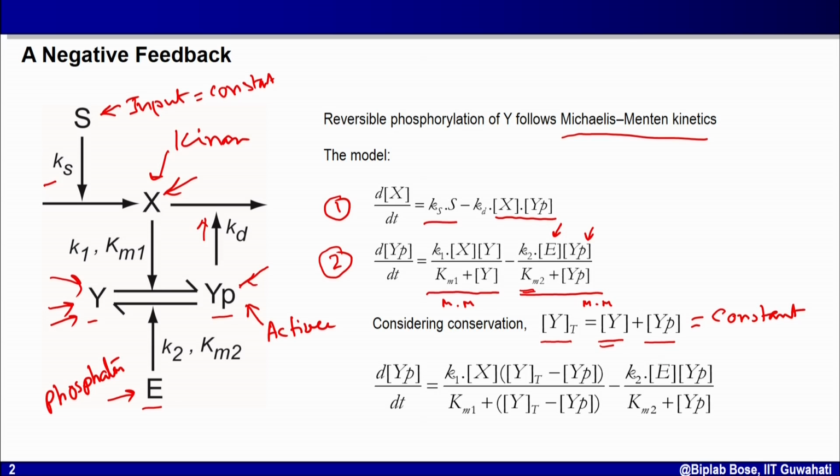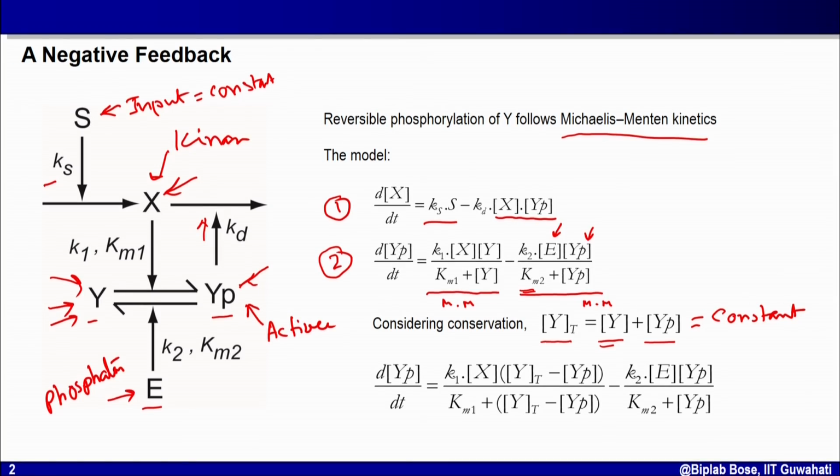This type of reduction in the number of variables we have tried earlier. We are considering here a conservation of the total amount of y. A part of y is free y and another part is phosphorylated y. So the summation of these two is constant and equal to yt. So the second equation I can replace. I can rewrite it in this form.